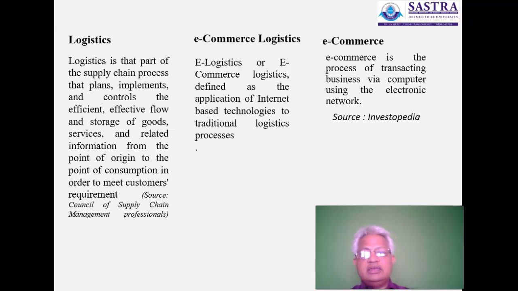And there is also something else flowing along with it, that is the information. Information can be from the point of origin to the point of consumption, that is towards the customer, or from the consumption point to the point of origin. And logistics is defined in terms of flow of goods and services followed by flow of information, all with a single aim to meet customers' requirement and provide customer satisfaction.